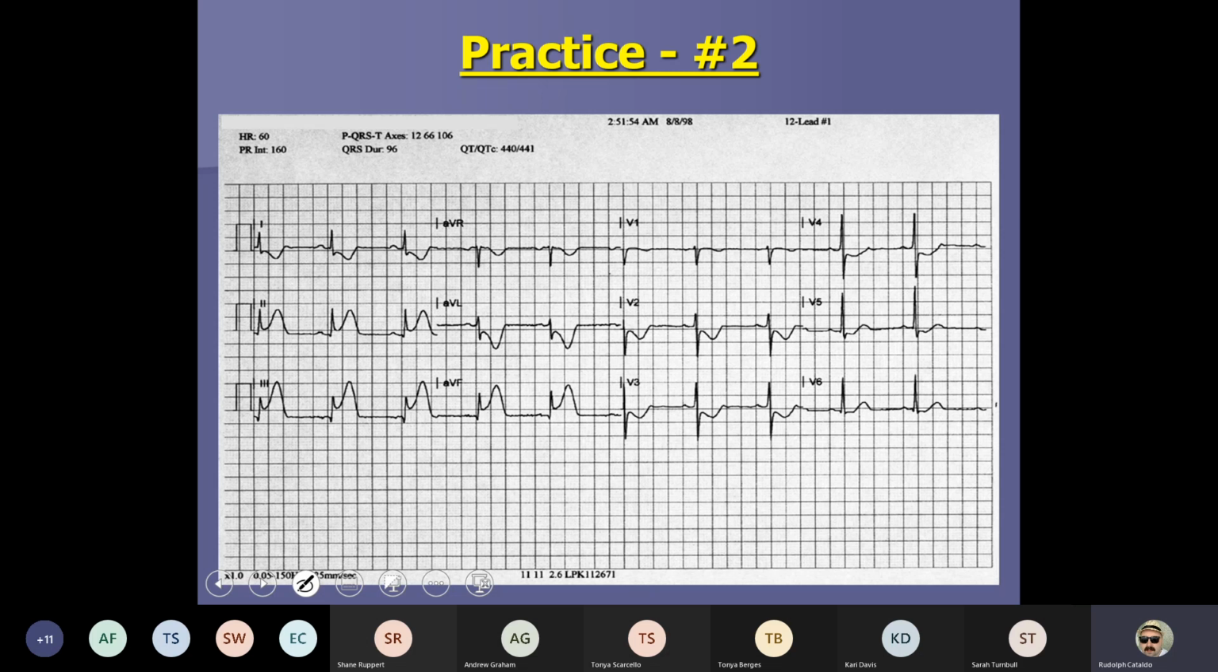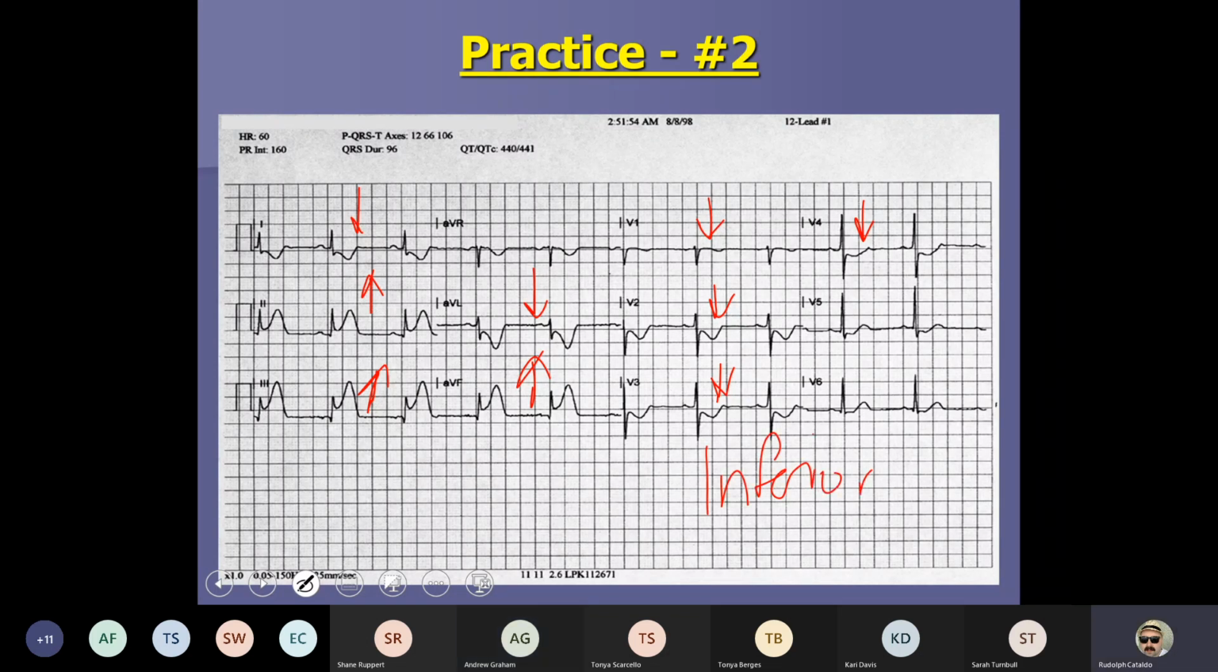All right. What do you see? Well, right off the bat, elevation in II, III, and AVF. Depression in I, V2, V3, and V4, and AVL. Okay. What are you calling this? Calling this an inferior MI, so I'd call it a STEMI.